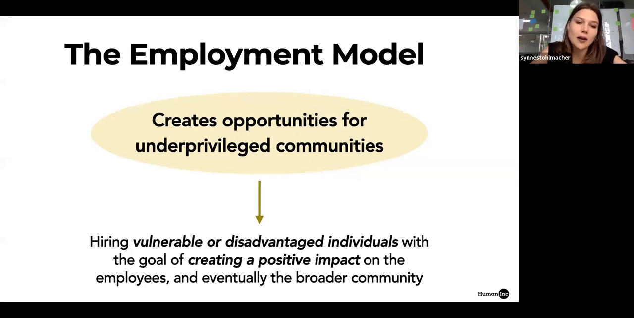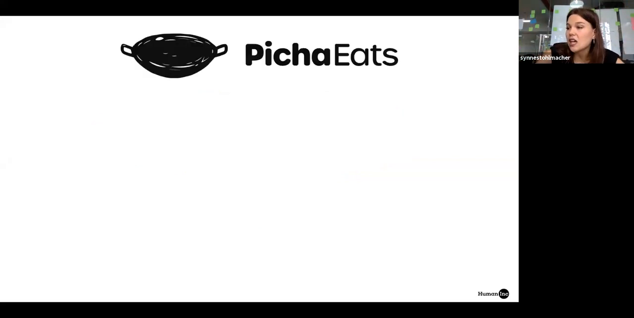Okay, let's look at the next one, the employment model. So this is really about creating opportunities for underprivileged communities. So what they do is that they hire vulnerable or disadvantaged individuals with a goal of creating a positive impact for their employees and eventually the broader community. So the example of this is Pizza Eat.